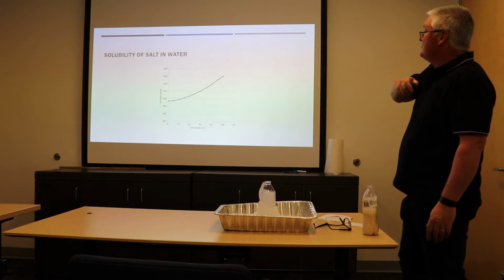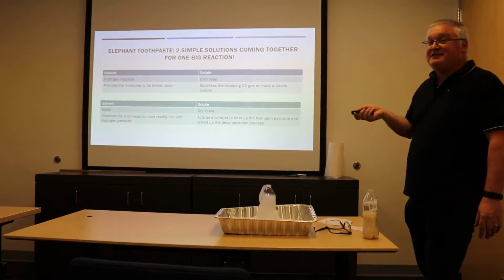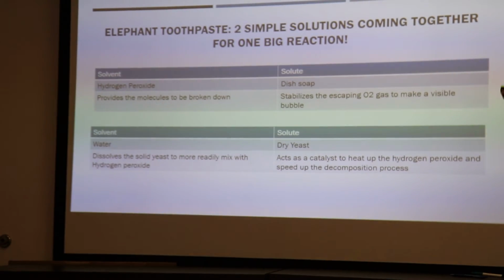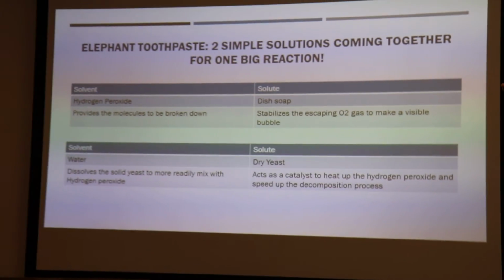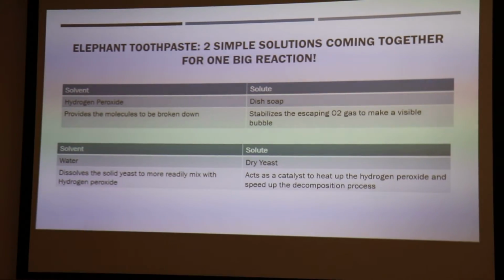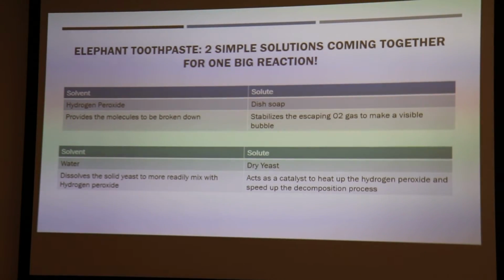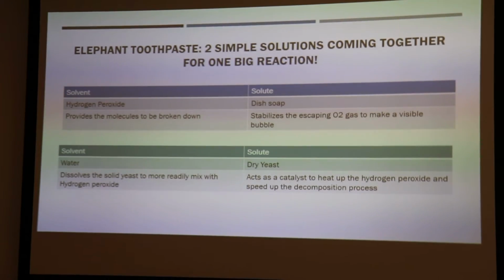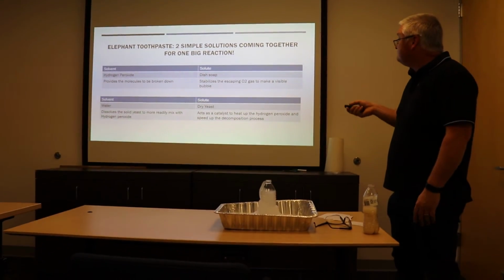So, without any further ado, here is the solution of the elephant toothpaste. You've got hydrogen peroxide, which is providing the molecules to be broken down. And then the solute is going to be the dish soap. That's the first one, and that stabilizes the escaping O2 gas and makes the visible bubbles, as you can see here. All of that was the hydrogen peroxide breaking down and the bubbles being created.